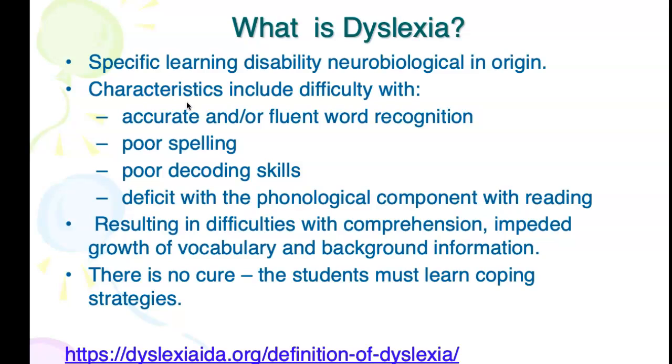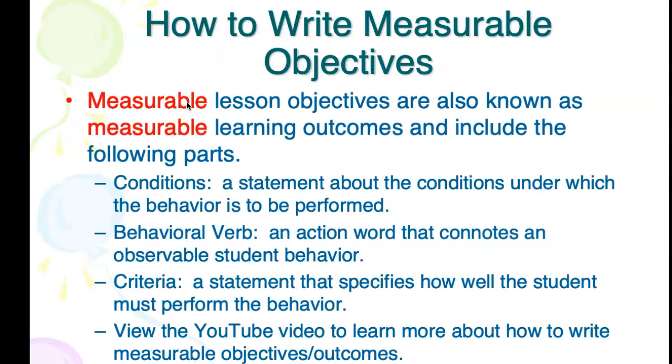Make sure your objectives are measurable. Measurable lesson objectives are also known as measurable learning outcomes and include the following parts. Conditions: a statement about the conditions under which the behavior is to be performed. There's a behavioral verb, an action word that is an observable student behavior. Criteria: a statement that specifies how well the student must perform the behavior.